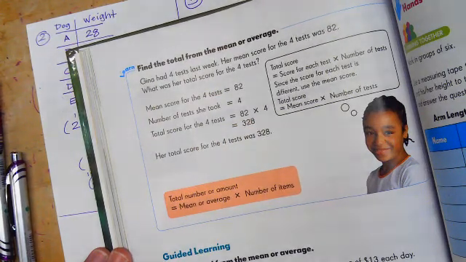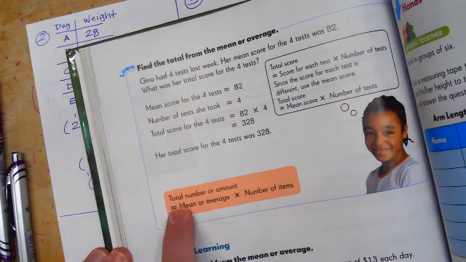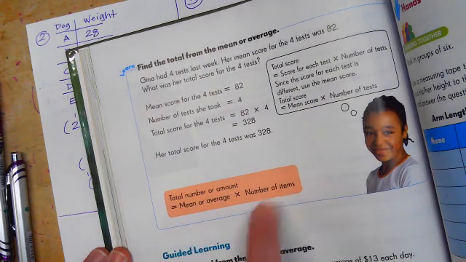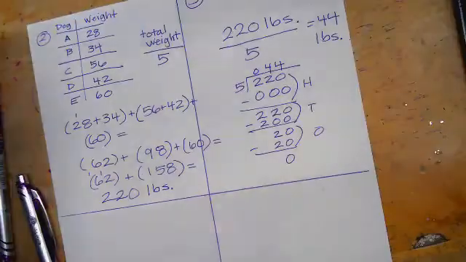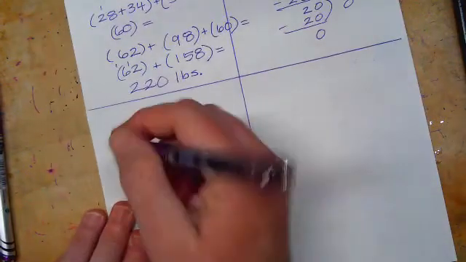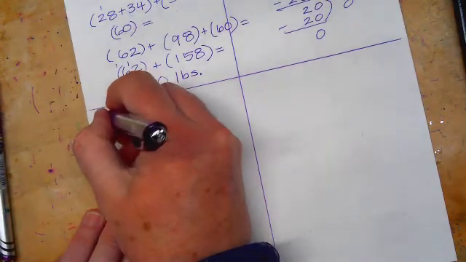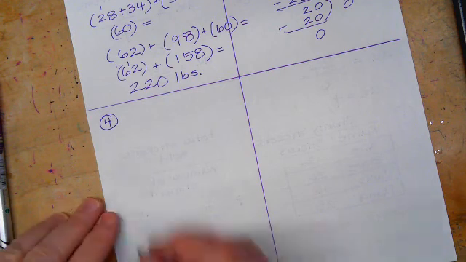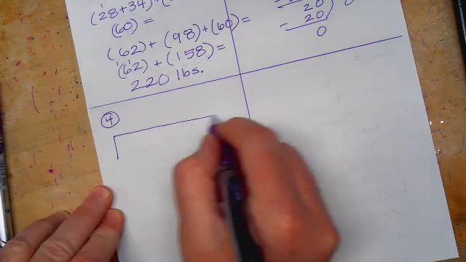So we know that if the average was 82 and she took 4 tests, we can take 82 times 4 and that's going to tell us the total amount of points, right? So what they're doing is just now they're making you think backwards, right? So the total number or amount equals the average times the number of items. So now they're giving us another problem for problem 4.